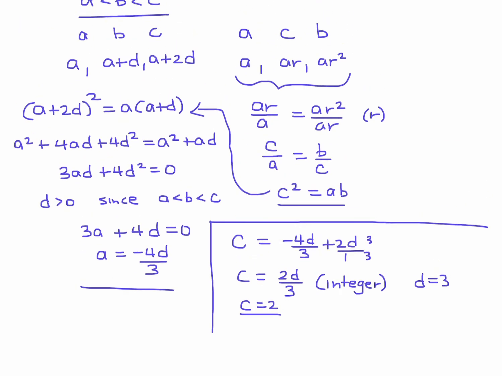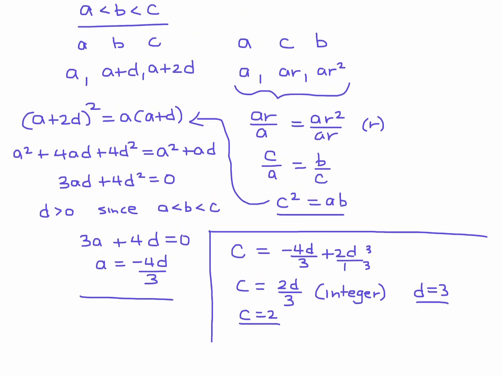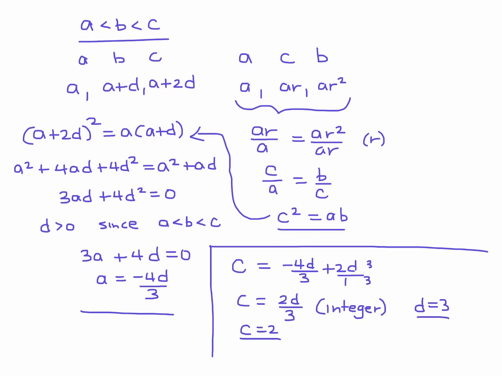If C is 2 and D is 3, then what are my values for these guys right here? Let's figure that out. Well, A becomes minus 4D over 3. Well, D is 3, so this becomes minus 4. B is A plus D. Well, that's going to be negative 1. And then C, well, we figured out already, is 2. Does this satisfy that inequality? And sure, it does.